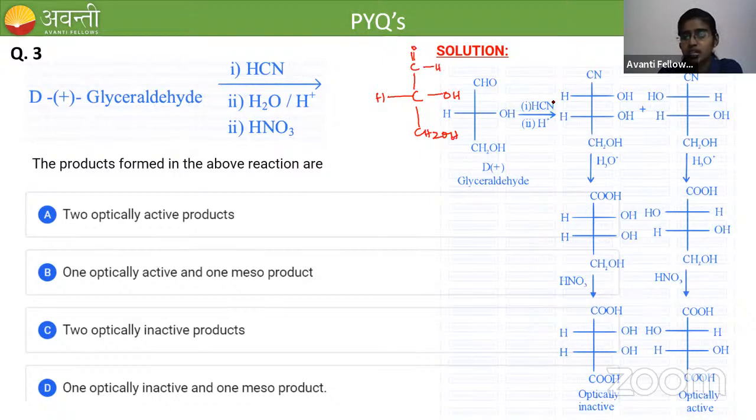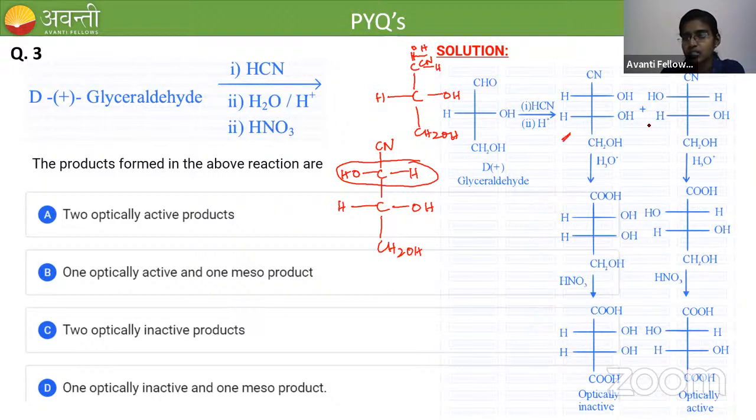So how to add this HCN to the system? You have to break one of the double bonds and add hydrogen to oxygen and C to carbon. So what we get? The resulting compound will be, already we have HCOH and CH2OH. Now to this carbon, one OH is there and one CN is there. So this could be one of the products, or the OH can be on the right side and this H can be on the left side. That is the another compound. So these two are the compounds.